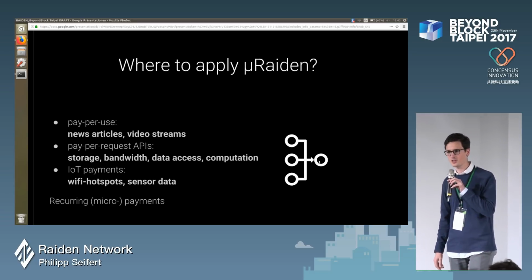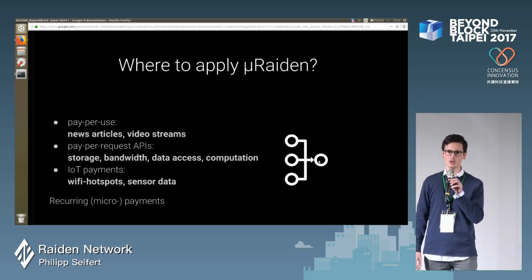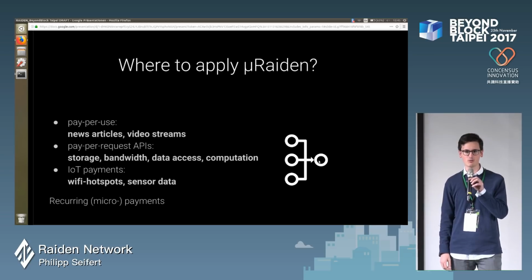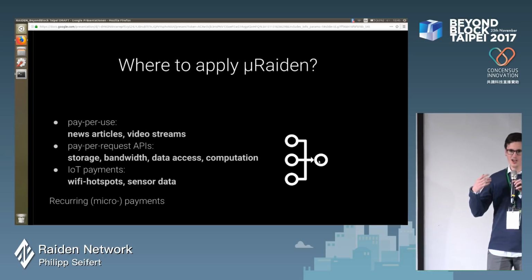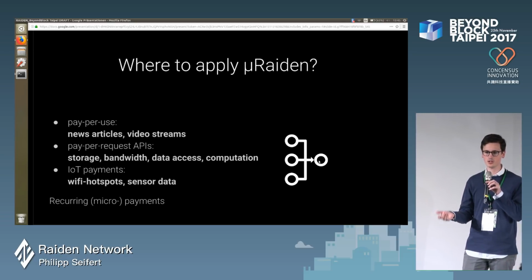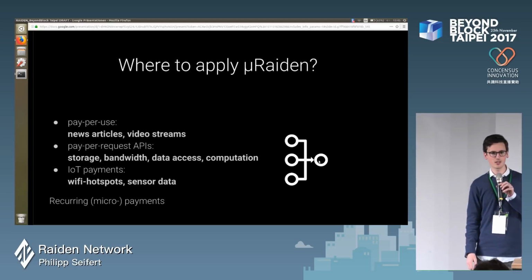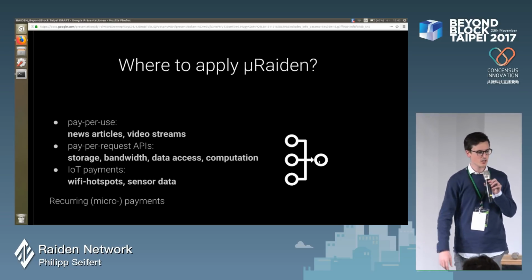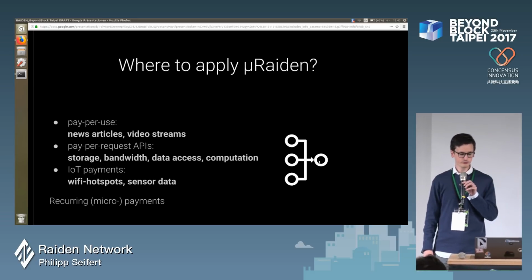Another good example would be, think about a future where you were able to access Wi-Fi hotspots all over the world, and you would be able to pay for Wi-Fi hotspots, so there is no log-in or anything like this. You just pay with your token, and then you can access it. And on the other side, you can monetize your Wi-Fi hotspot, right?